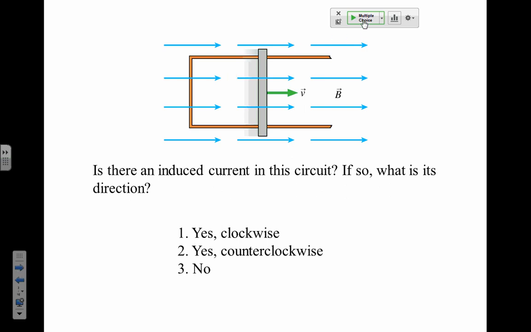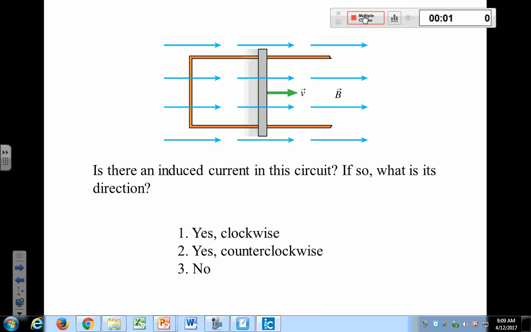What is the induced current in this circuit? And so what I have here is a coil of wire that is moving through a magnetic field. So this coil of wire is moving in this direction through that magnetic field. What is the direction of the induced current in this coil of wire?